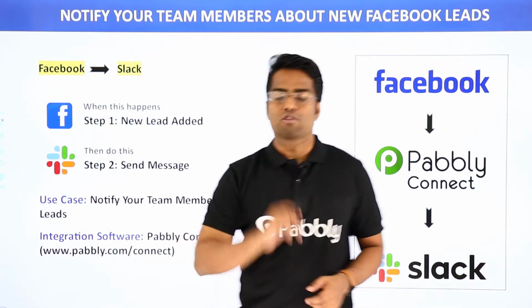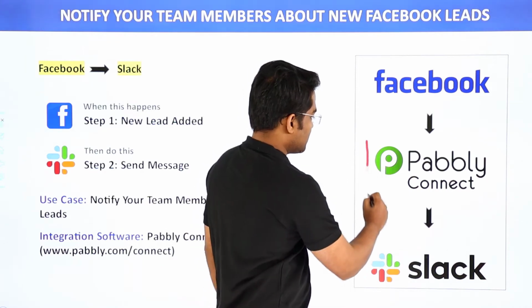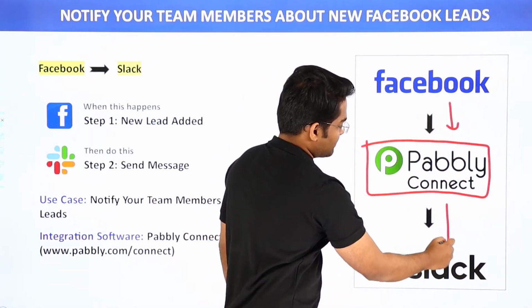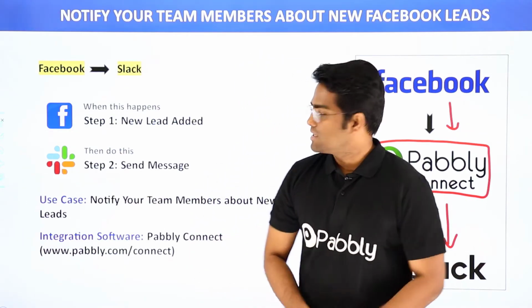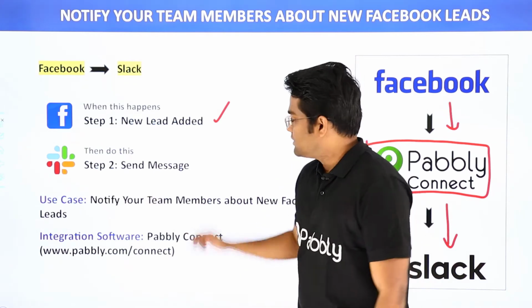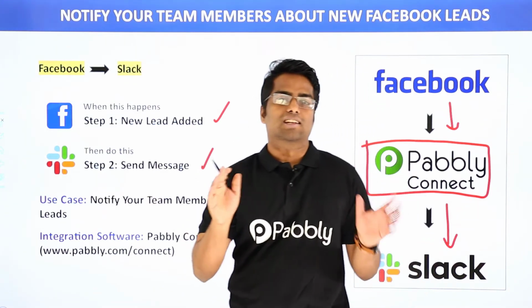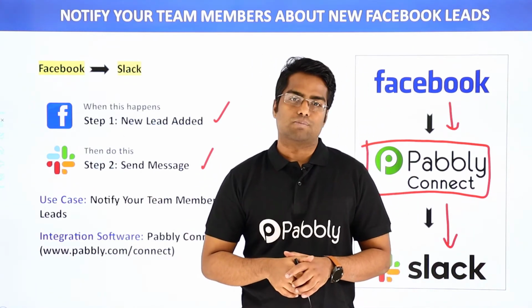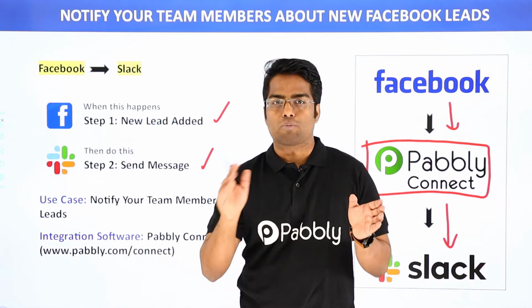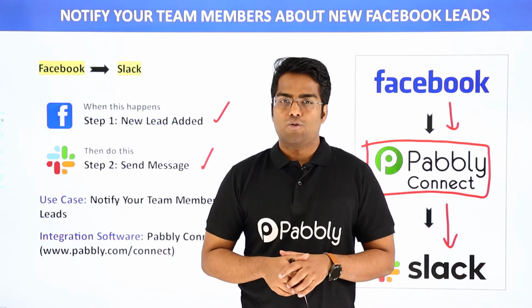In this video we will be using Pabbly Connect to integrate Facebook and Slack. What Pabbly Connect will do is, anytime a new lead is added in Facebook, it will automatically send a message on Slack. Now this integration can be done in a few easy steps. And the best part of using Pabbly Connect is, there is no need for coding skills or programming knowledge. Let me show you on my screen.